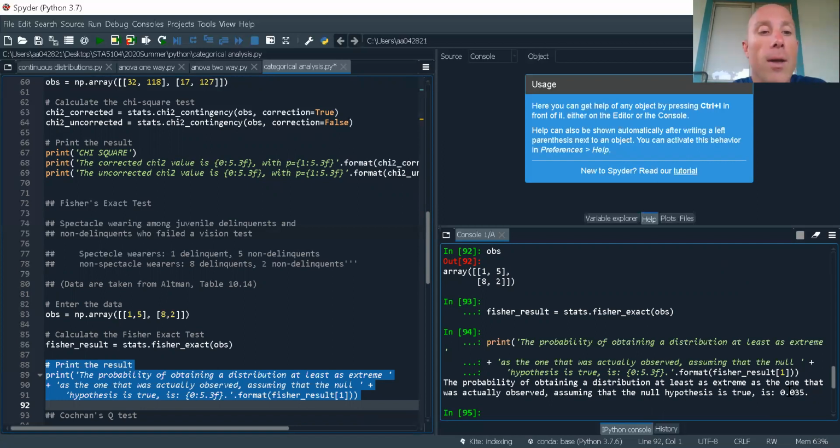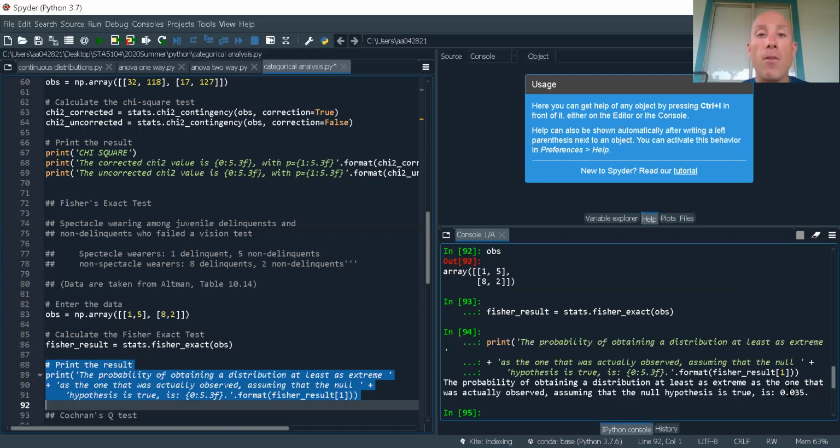The null hypothesis on this one is that spectacle wearing for delinquents and non-delinquents is equivalent among the two populations. Or we could say that being a delinquent among the spectacle and non-spectacle populations is equal. Here, we reject that statement. So we conclude that there is something going on. Now what, we don't know.